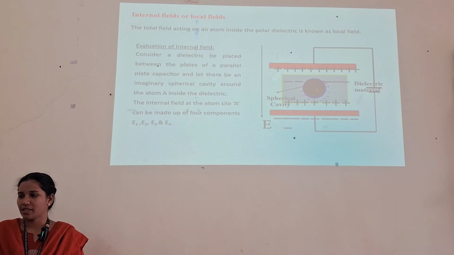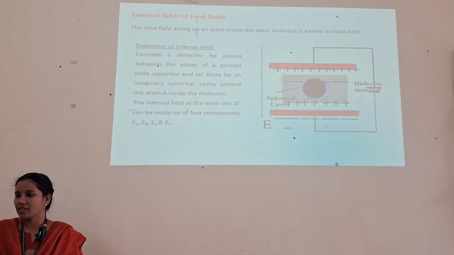That is how we can see here. We have 4 internal components, E1, E2, E3, E4. You can see here, this is the dielectric material and this is a spherical cavity. The electric field is applied along the axis.